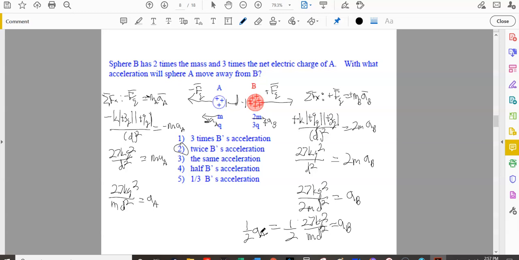So sometimes they're going to be varying both the charge and the mass. Okay? So you have to pay attention to all three of those examples that we just went through.